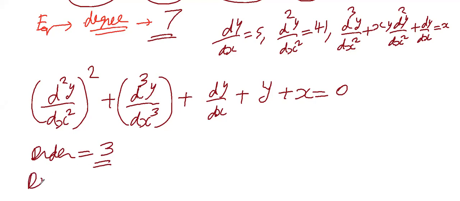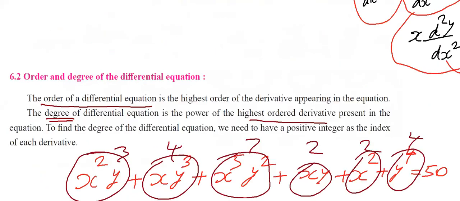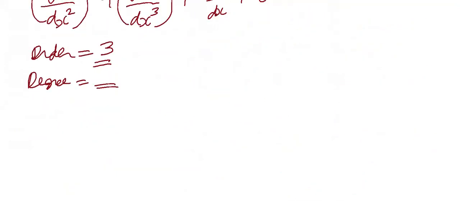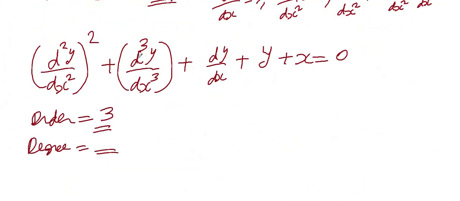Now the next term we have is degree. Can you tell me what is the degree of this differential equation? After reading this statement, the degree of a differential equation is the power of the highest order derivative present in the equation. So the highest order derivative present in this equation is what? d3y by dx cube. Can you tell me what is the degree of this? It is 1. So I am going to write here 1. Yes, you are perfectly correct. So order is 3 and degree is 1.